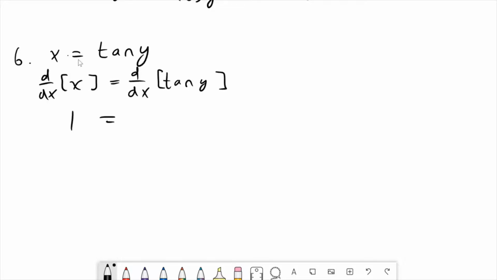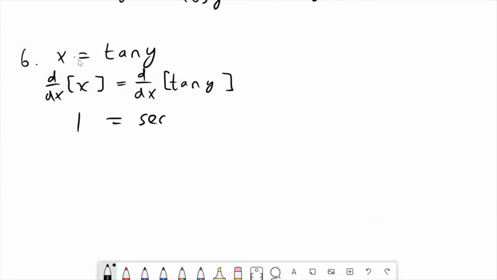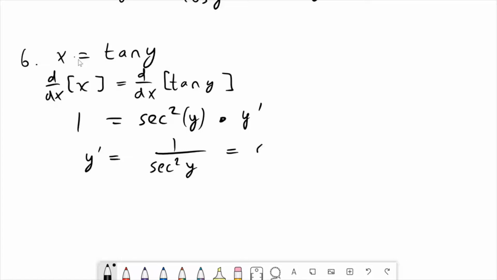And the right. So the inside function is y, the outside is tangent. So the derivative of the outside is secant squared, keep the inside the same, and then multiply by the derivative of the inside, which is y prime, and solve for y prime. Y prime is equal to 1 divided by secant squared of y. In other words, it could be written as cosine squared of y, if you really wanted to.